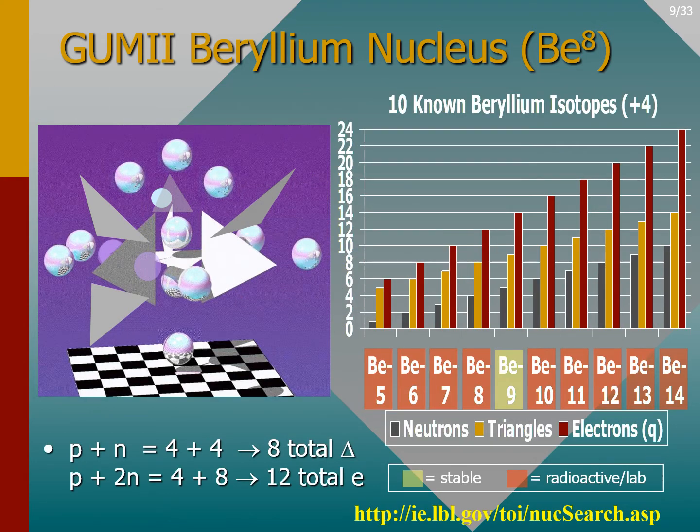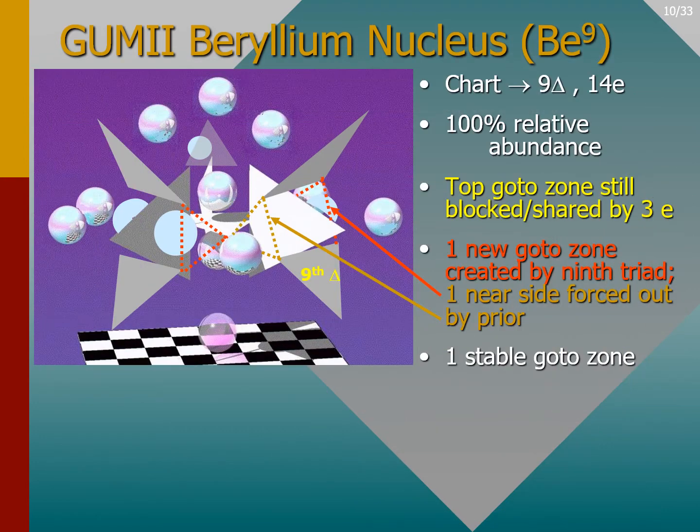In this slide, the beryllium-8 nucleus is shown next to a chart of the 10 known isotopes of beryllium. We see that only beryllium-9 is known to be stable. So next, let's add a 9th triangle or neutron and form beryllium-9.